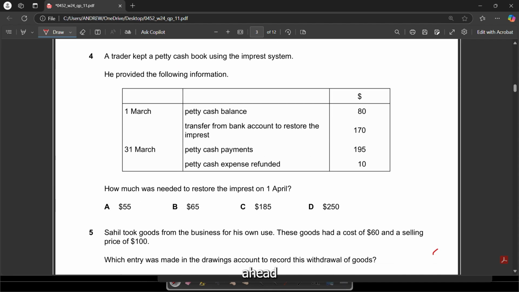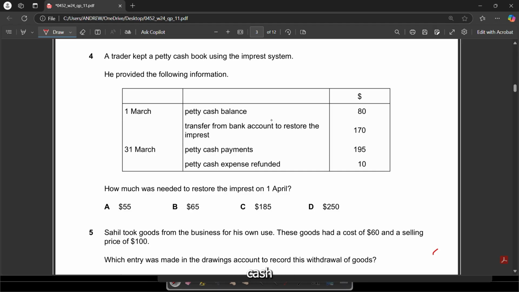Let's now move ahead with the fourth question. This question is again from petty cash book. A trader kept a petty cash book using the imprest system. He provided the following information.